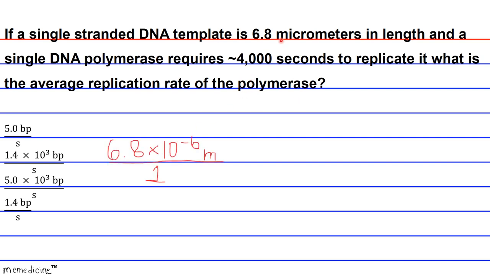So we convert 6.8 micrometers, or μm, into 6.8 times 10 to the negative 6 meters over 1, because we're going to do some dimensional analysis here. Now we're going to multiply that by the second piece of information I just mentioned that's also given in the passage, 1 base pair per 3.4 angstroms, or 3.4 times 10 to the negative 10 meters. Let me write in the meter thing.